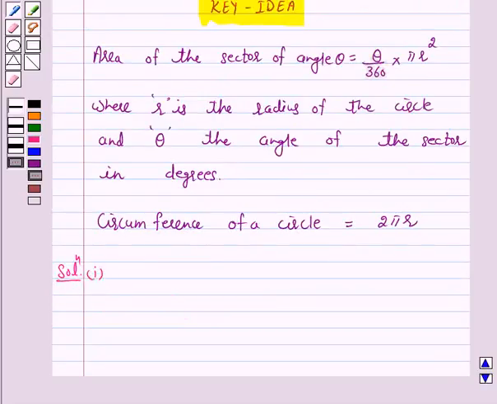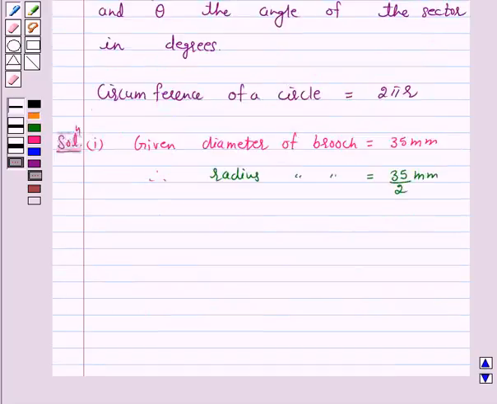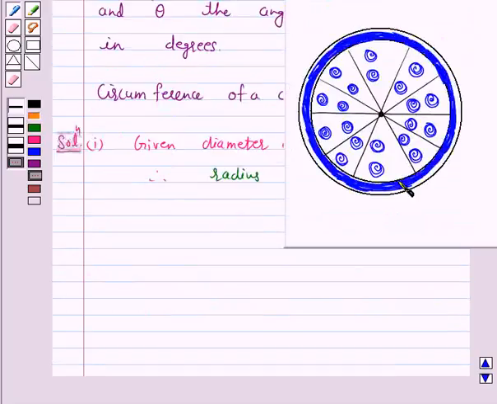Part 1. We are given a brooch is made with silver wire in the form of a circle with diameter 35 mm. That is, diameter of brooch is 35 mm. Therefore, radius of brooch is 35 upon 2 mm, because we know that radius is equal to half of diameter. Now, the wire is also used in making 5 diameters which divide the circle into 10 equal sectors as shown in this figure.